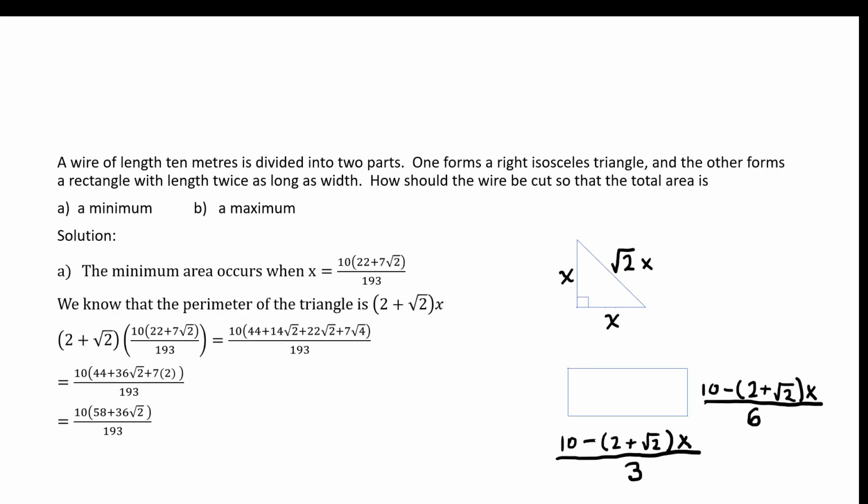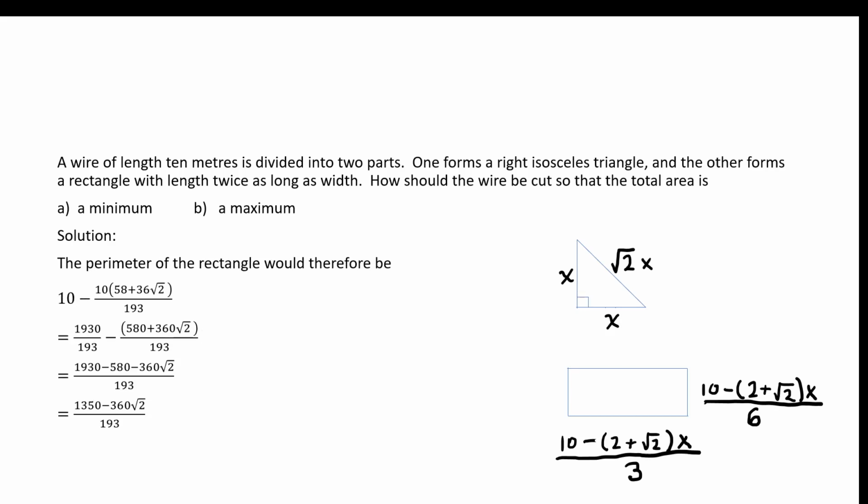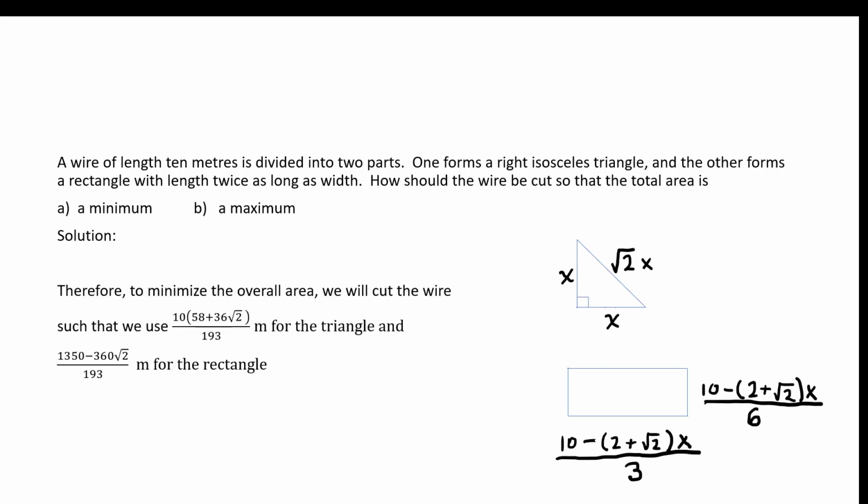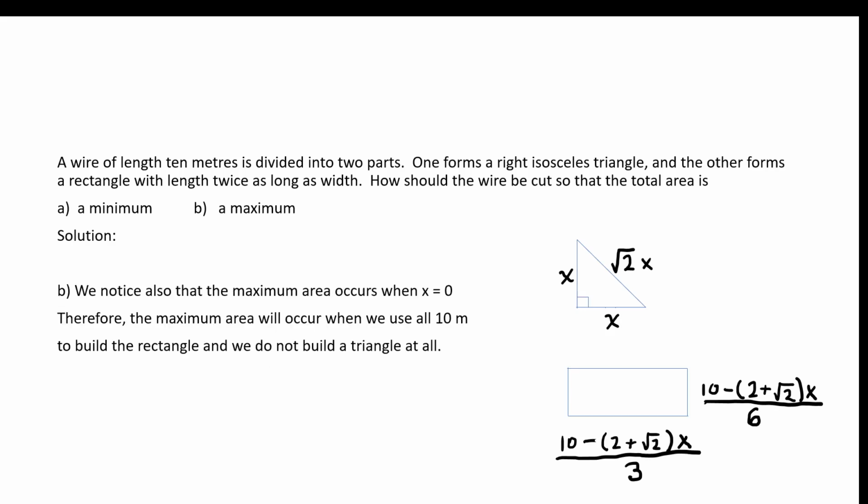Okay. So if we weren't using any rounding, x was equal to 10 times 22 plus 7 root 2 over 193. We would know the perimeter of the triangle would be 10 times 58 plus 36 root 2 all over 193. And the perimeter of the rectangle would be 1,350 minus 360 root 2 over 193. And so to minimize the overall area, we'd cut the wire such that a certain amount was used for the triangle and the other amount for the rectangle. And we would notice the maximum area would occur when x was 0, and so all 10 meters would be used to build a rectangle, and there'd be no triangle at all.